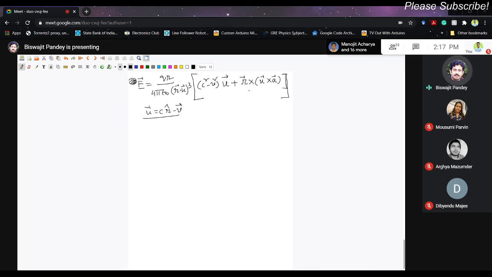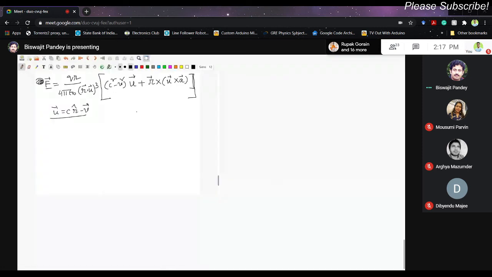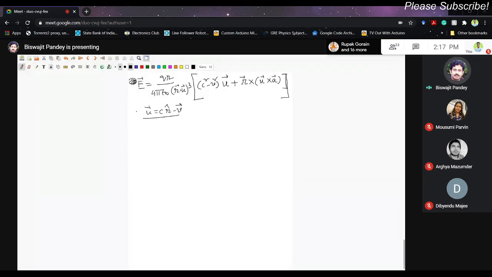Similarly, we can also calculate the magnetic field, and let us do it. How much time are we left with? Let me check. Okay. We can try, hopefully it will be done in 10 minutes. Okay. This is the electric field. Now let us go to the magnetic field. Let us finish this one today at least.